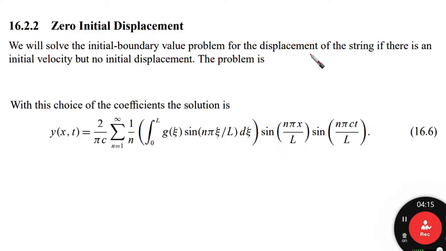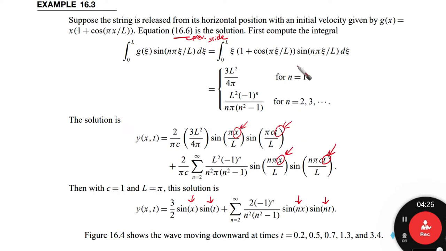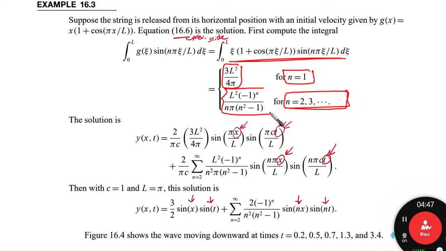Again, it is exactly what we are having here, sine n pi z over L, and then this is our integration variable, right? So we are dealing with our case. Now we are going to have two cases here. For n equal to 1, this integration is going to end up with 3L squared over 4 pi, and for other values of n, which is 2, 3, 4, and so on, it is going to end up with this fraction, all of it a function of n, pi, and L, raised to the power n.